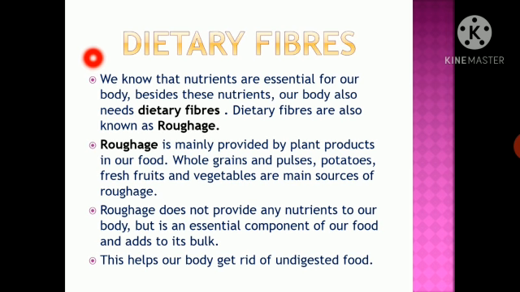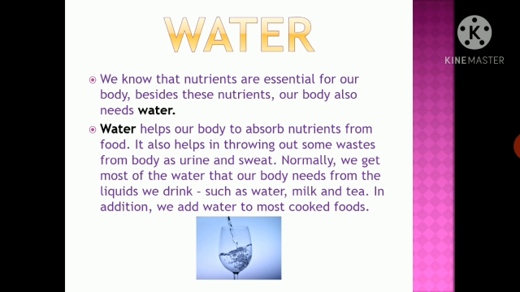Dietary fibers. We know that the nutrients are essential for our body. Besides these nutrients, our body also needs dietary fibers. Dietary fibers are also known as roughage. Roughage is mainly provided by plant products in our food. Whole grains and pulses, potatoes, fresh fruits and vegetables are the main sources of roughage. Roughage does not provide any nutrient to our body, but it is an essential component of food and adds bulk. This helps our body to get rid of undigested food.